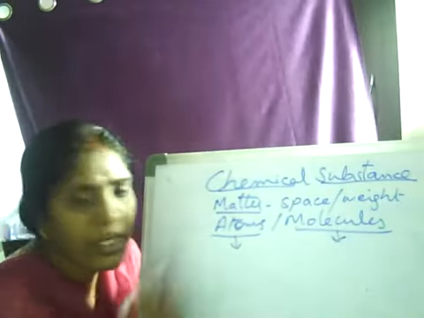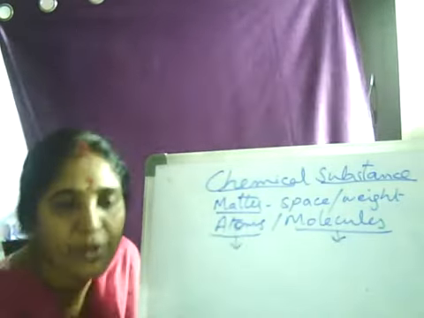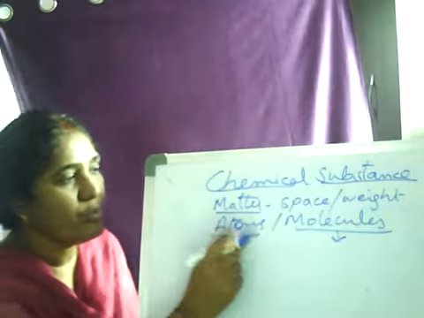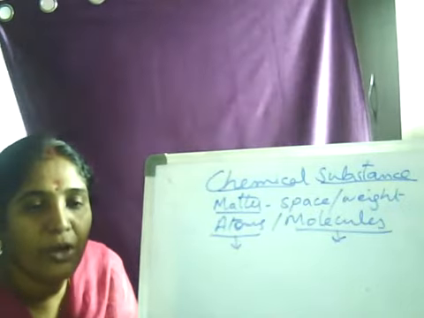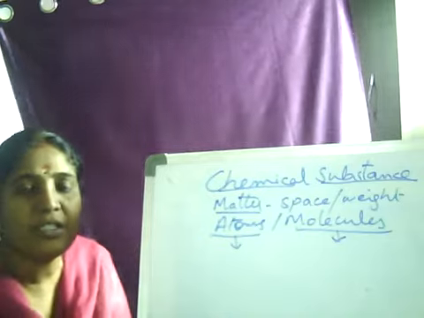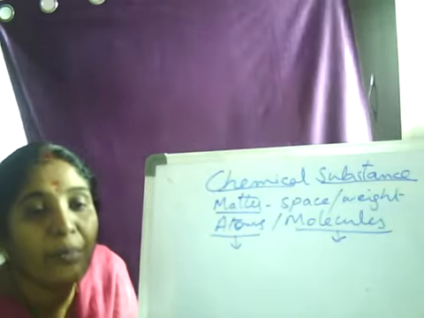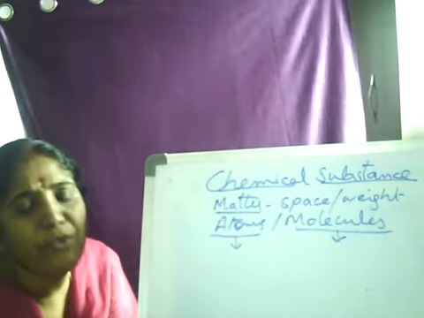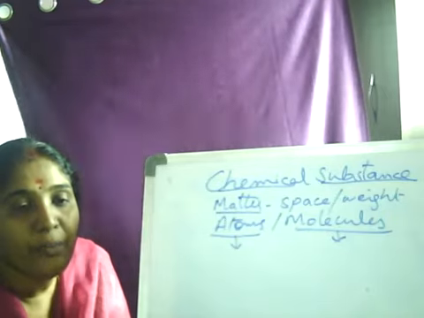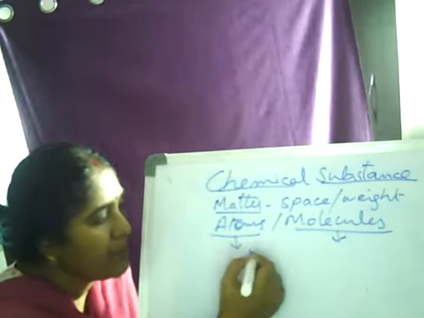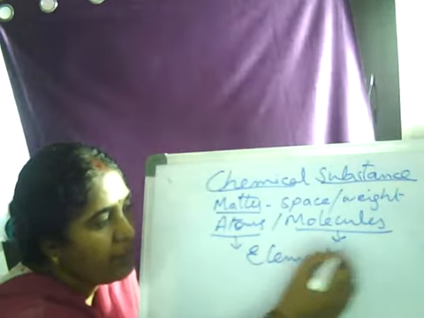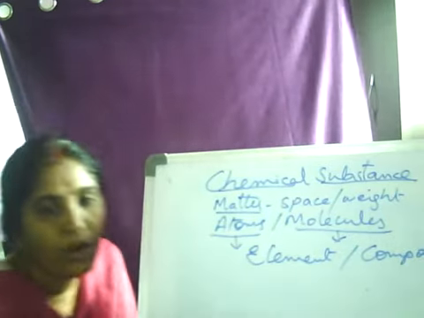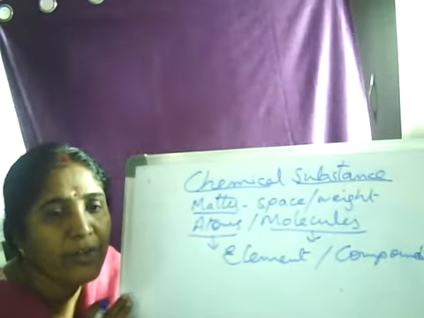Now, what is a molecule then? Two or three atoms put together gives rise to a molecule. Now, the substances can be pure and impure. But before we get into the pure and impure, the atoms form elements or compounds, right? Elements or compounds. Now, what is the meaning of an element?